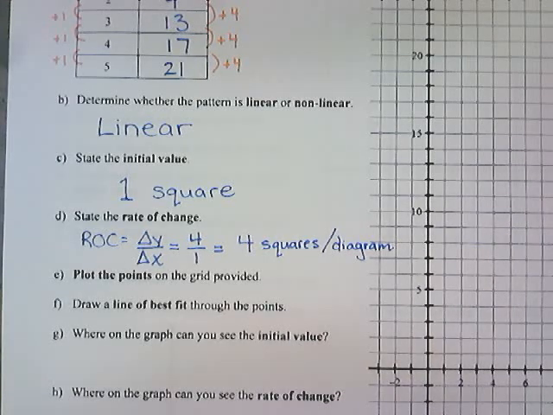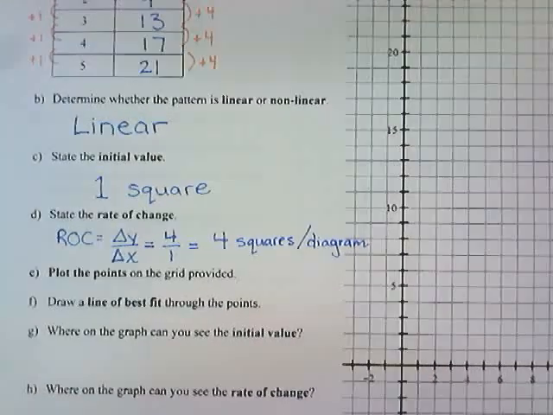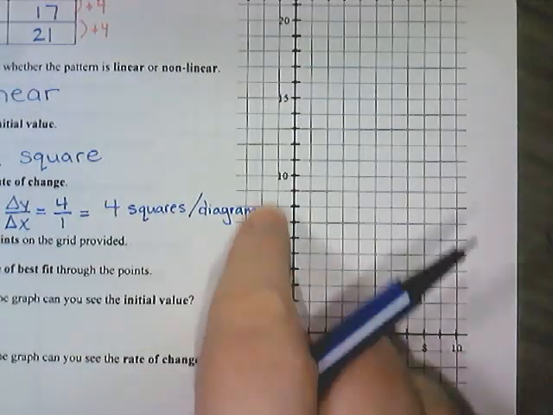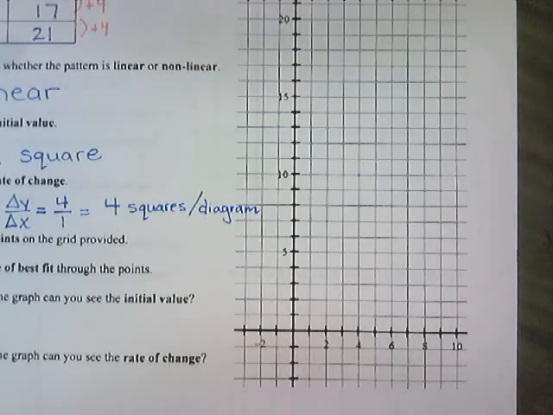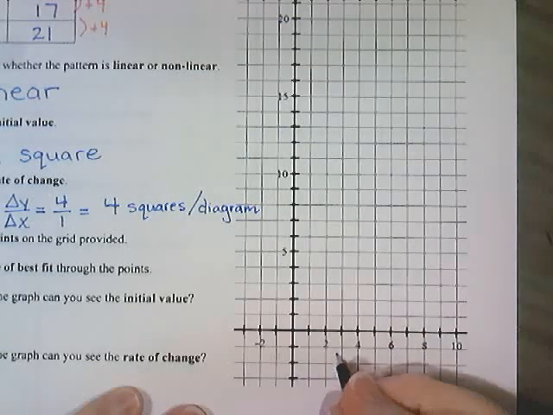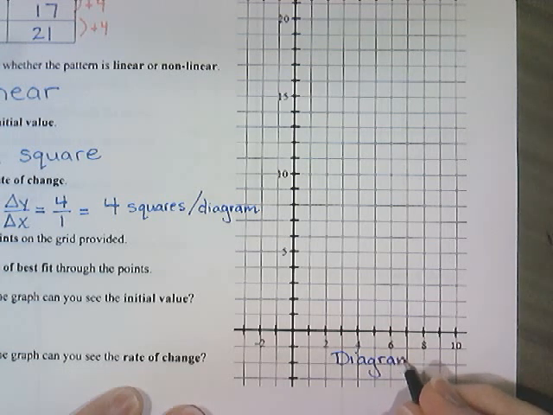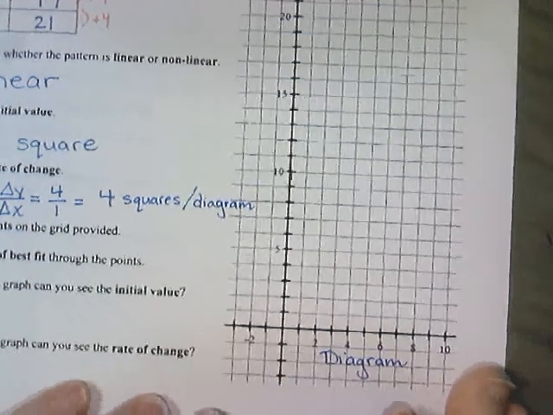All right, plot the points on the grid. So there is a grid here, right? On the x-axis, we have numbers. On the y-axis, we have numbers. On the x-axis, we are going to put the diagram. And then on the y-axis, we are going to put number of squares.